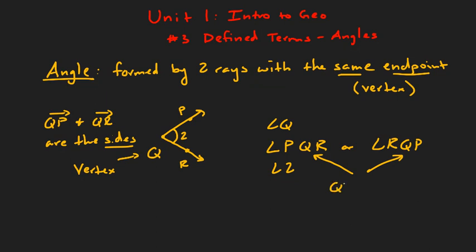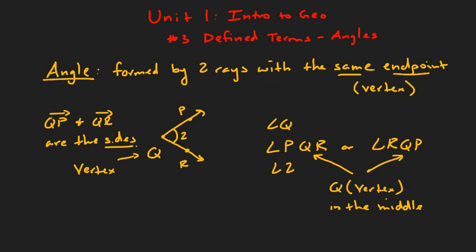So Q, which is the vertex, again, I cannot stress enough, is in the middle, because it is the hinge point, right? It is that same end point that those two sides connect at. Okay, perfect. So there is what an angle is and how to name it.